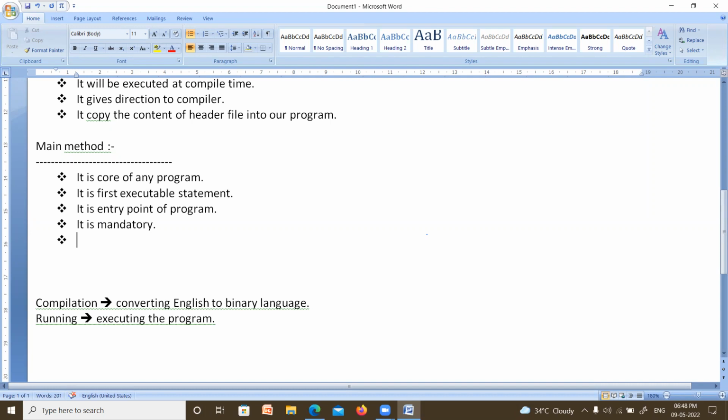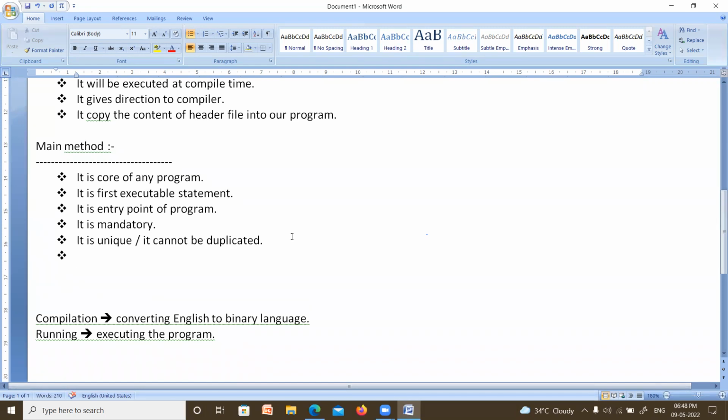You have to write the main method compulsorily. You should not leave it. It is very, very important. But you cannot write it more than one time. It should be unique. Unique means it cannot be duplicated. You should not write the main method twice or thrice. You have to write the main method only one time.